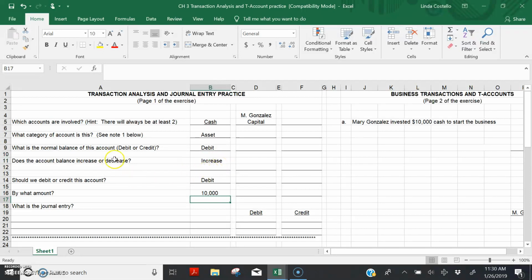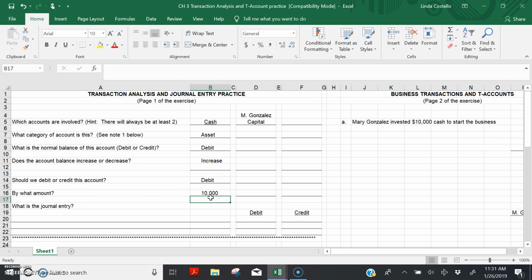Should we debit or credit the account to accomplish our goal of increasing the balance? Cash is an asset with a normal debit balance. We want to increase its balance, and like signs add. A debit will increase another debit balance. Therefore, we need to debit the cash account to increase its balance. And by how much? $10,000.